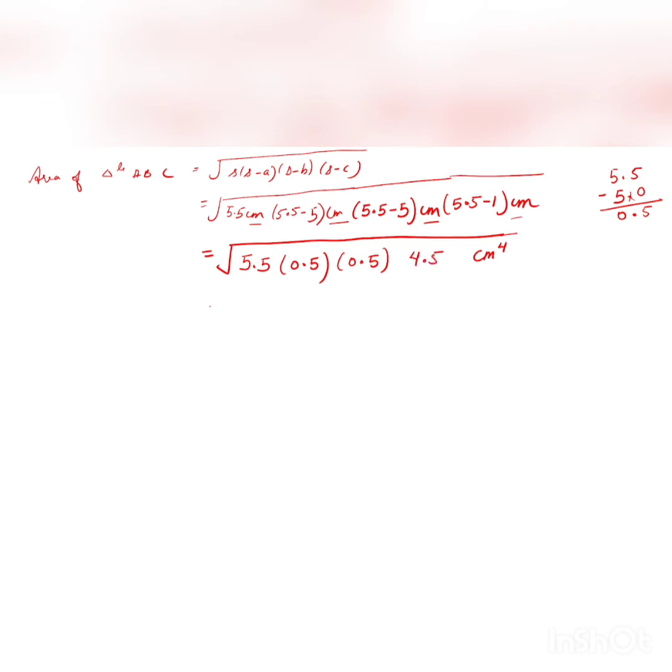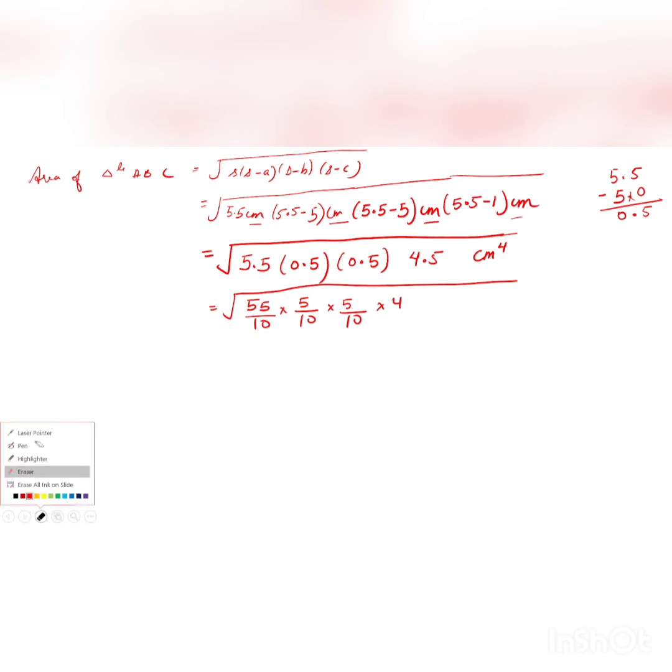Here, instead of multiplying, what I'll do is we'll try to write these numbers in terms of fractions. Clear? So how do I write these numbers in terms of fractions? I can write this as 55 divided by 10 into 5 by 10 into 5 by 10 into, sorry, not 4.5, it should be 45 by 10, clear? And this becomes centimeter to the power 4.